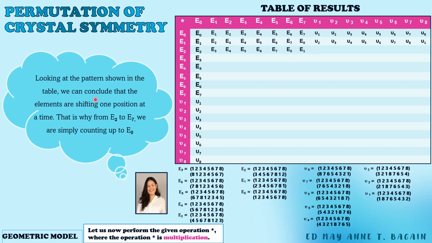Looking at the pattern shown in the table, we can conclude that the elements are shifting again from one position at a time. That is why from E sub 2 to E sub 7, we will just go back on counting to E sub 0 and then E sub 1. And now let's check what will be the answer for E sub 2 and epsilon sub 1.